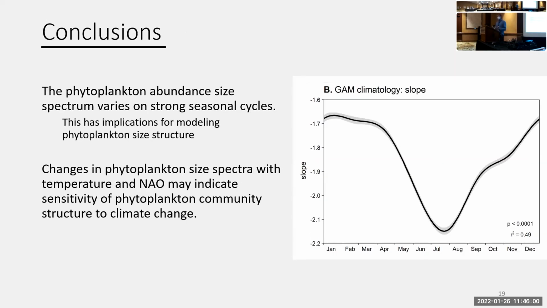And in conclusion, the phytoplankton abundance size spectrum varies on strong seasonal cycles, which is very interesting. We can see this strong seasonal change, and it happens year after year. This might have implications for modeling phytoplankton size structure, or just generally for observing these events. And changes in phytoplankton size spectra with temperature and NAO might indicate sensitivity of the phytoplankton community structure to warming from climate change. We see these effects within the random forest model, which is interesting because I had not necessarily predicted that.